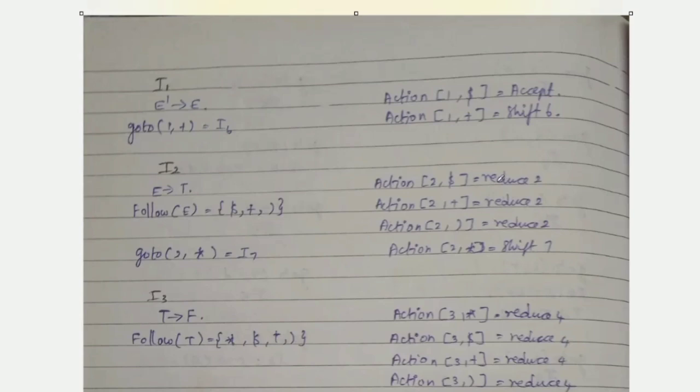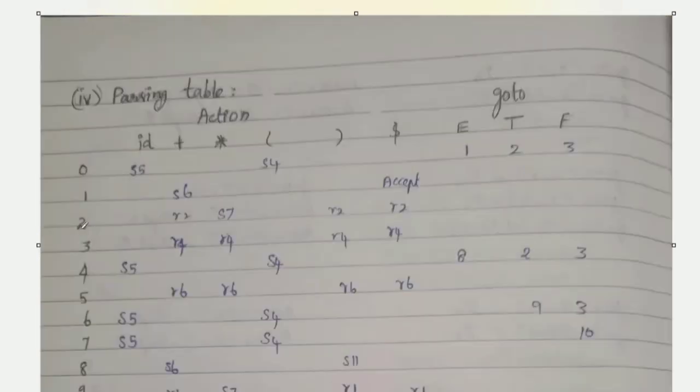Write the table entries as reduce 2. Then action of item number 2 comma dollar symbol, action 2 comma plus, action of 2 comma close bracket are going to be reduce 2. In the parsing table, 2 plus reduce 2, 2 close bracket reduce 2, 2 dollar reduce 2.